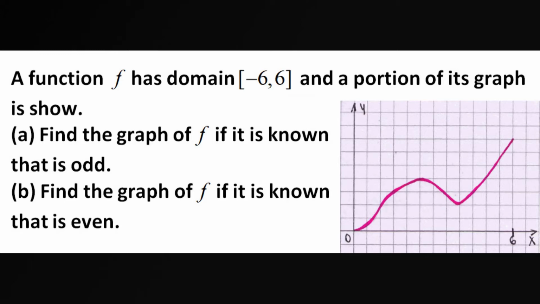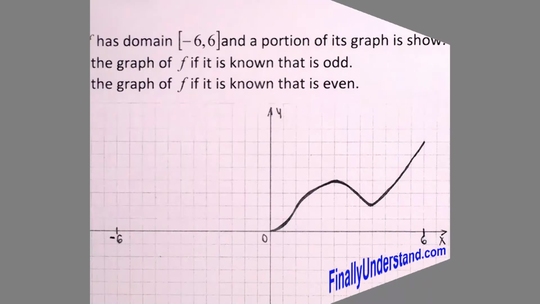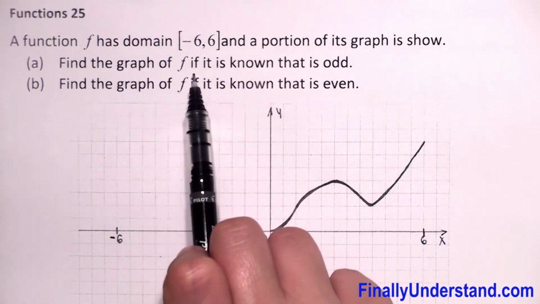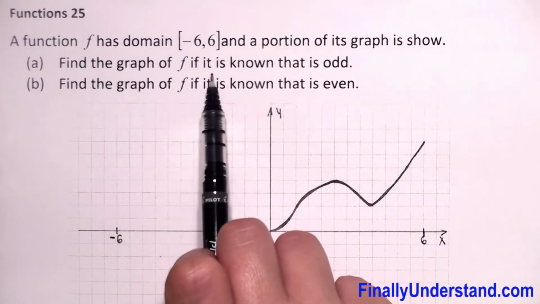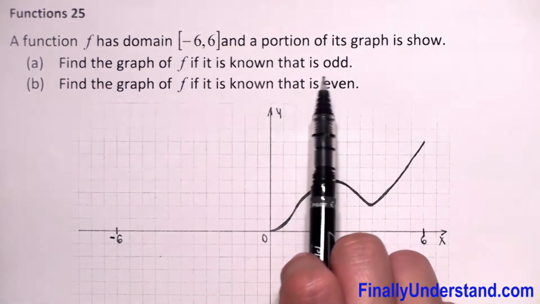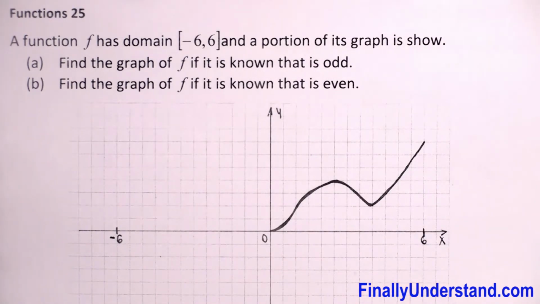We have a given portion of the graph of function f, and we have to find the graph of f if it is known that f is odd. We know that an odd function is symmetric about the origin. So let me write this.